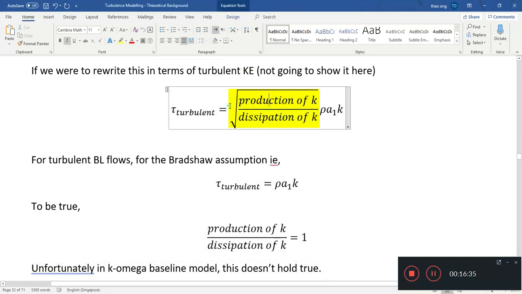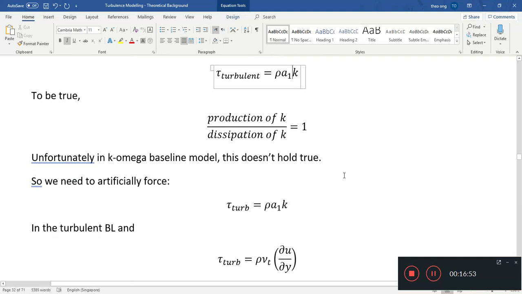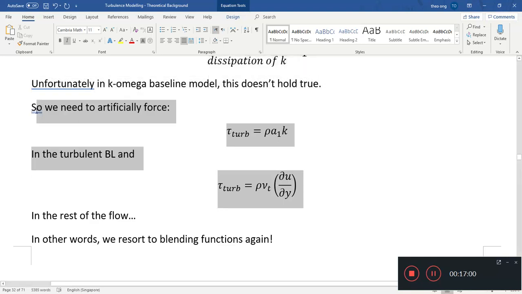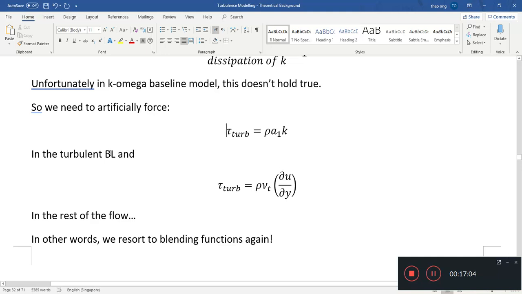In fact, this factor I'm highlighting in yellow usually tends to exceed 1 by a lot. So the production rate of turbulent kinetic energy is greater than the dissipation rate of turbulent kinetic energy. The idea to curb this problem is again some artificial forcing. So we have yet another blending function, so that we have this inside the boundary layer, especially those with adverse pressure gradients, and this assumption inside the rest of the flow. In other words, we need to resort again to blending functions.